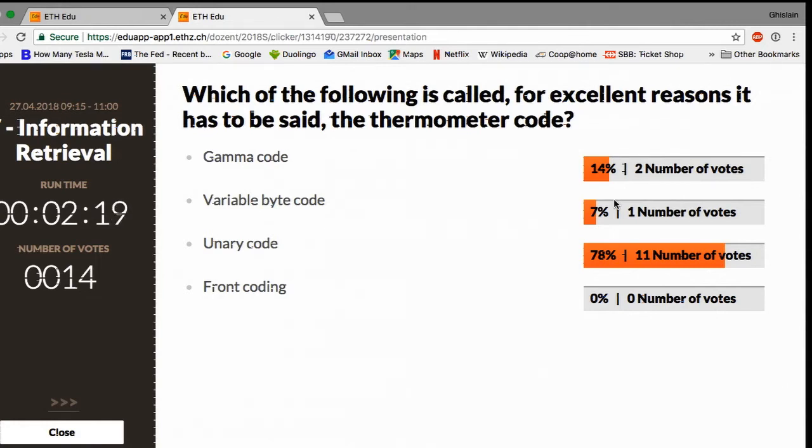Who thinks it's a prefix code? Who thinks it's not a prefix code? Very good. Yes, it is a prefix code. Why? Because when you have the 0, you know where it stops. So it's a prefix code. Okay. And the others exist, but they are not called thermometer code. The gamma code, remember, uses the unary code. So the gamma code starts, it looks like a thermometer on the left, but it's not a thermometer on the right. So this is why unary code is the correct answer.